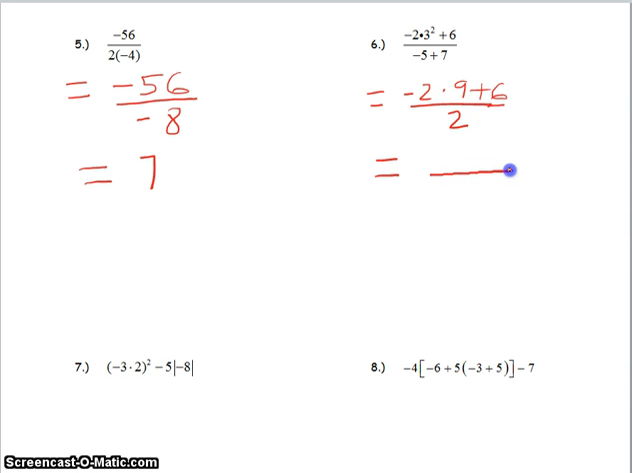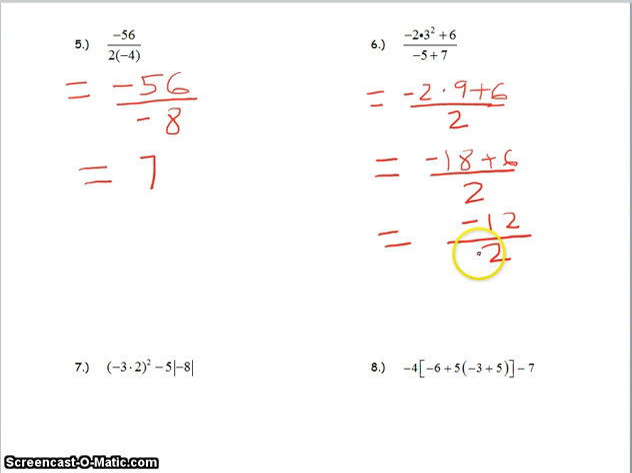Now we go back up to our numerator. We have multiplication and addition. We do the multiplication. We have negative 18 plus 6 divided by 2. Now we go back in our numerator again. Negative 18 plus 6 is a negative 12. And that is divided by 2.